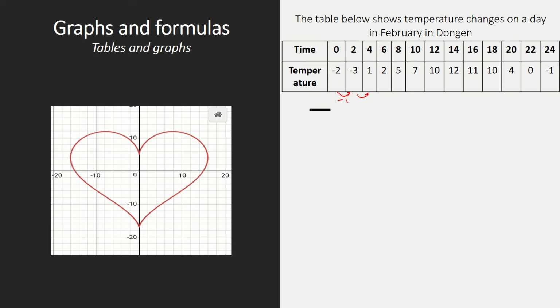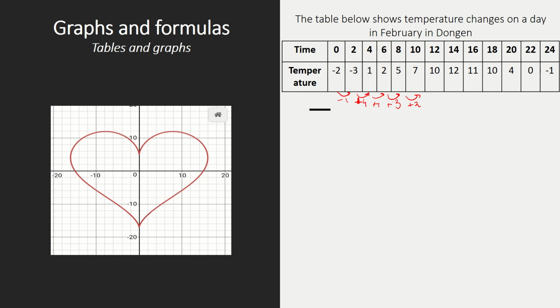Over here we have an increase because it's getting warmer, with 4. It is +1, +3, +2, and you can go on and on and on. As you can see, there is no pattern.